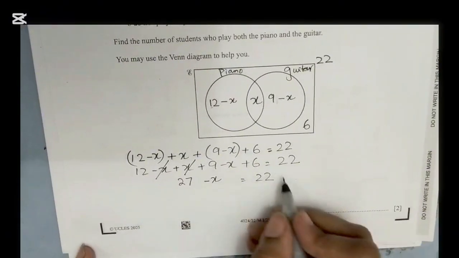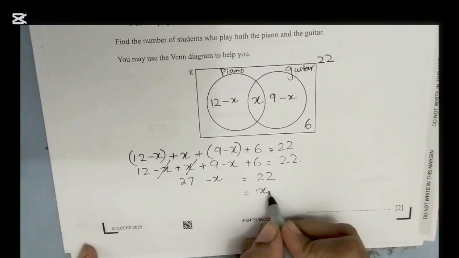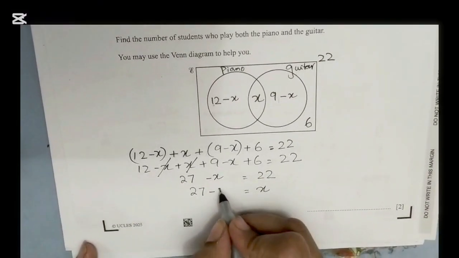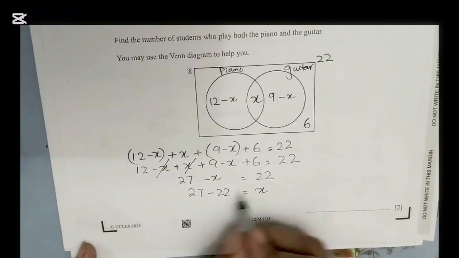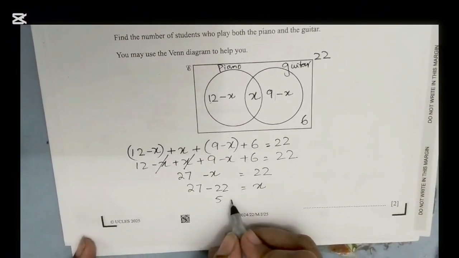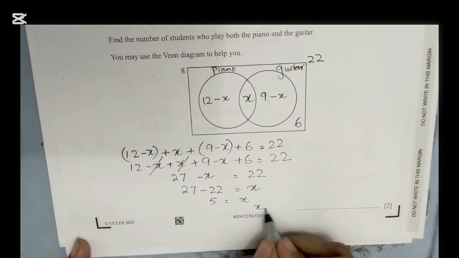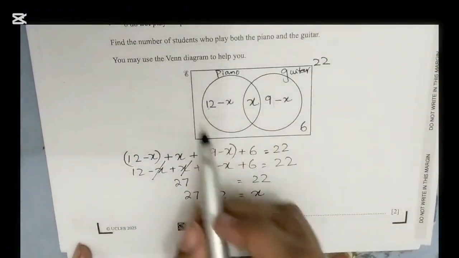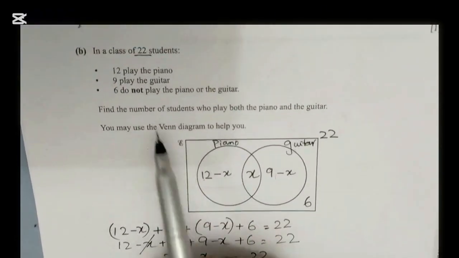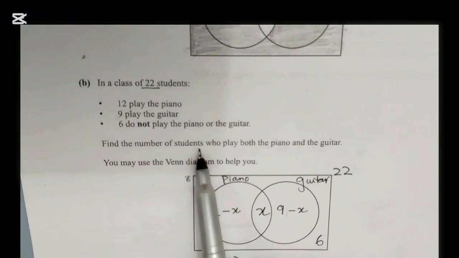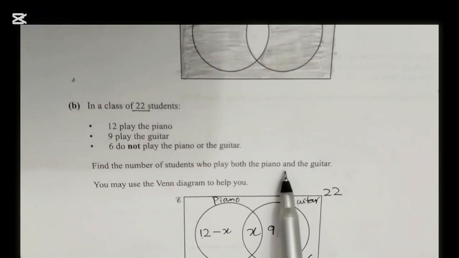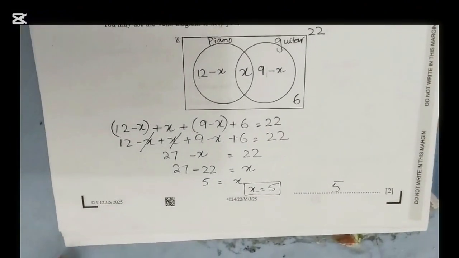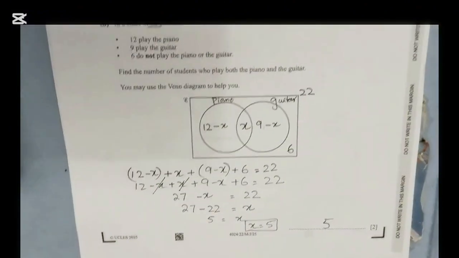Now shift x to this side, so it would be positive, and 27 minus 22 on this side, so it would be negative 22. So we'll get 5 equals x, or we can write x equals 5. So what we have to find out is the number of students who play both piano and guitar. So they are 5. The number of students that are playing both is 5.